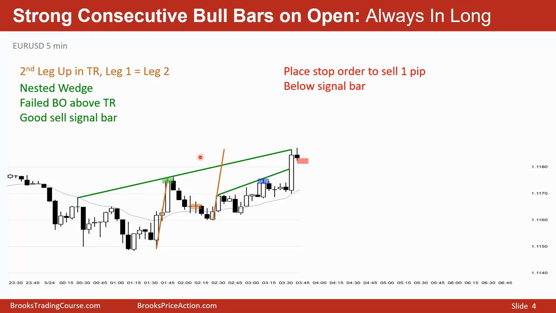We have a nested wedge, and we're at a leg 1, leg 2 measured move target. We're breaking above the top of a trading range. It probably will fail. And the rally itself has had bad follow-through all the way up. It's reasonable to put your stop right above the high of this bar, 1 pip above the high of that bar, because it's a reasonable sell. Good chance of a move down here. Good chance of a 10 pip scalp.